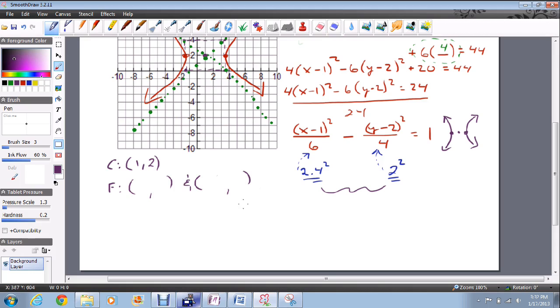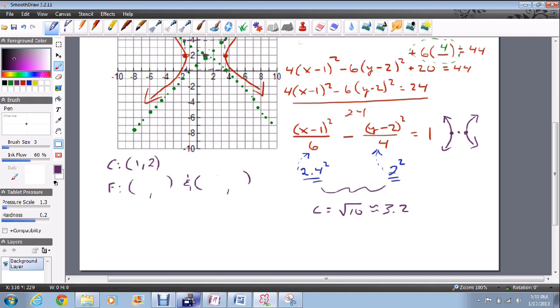I'm going to use a squared plus b squared, or the 2.4 squared plus the 2 squared. Well, that's really just 6 plus 4, or square root of 10. Because again, remember, we have to use the Pythagorean theorem. 2.4 squared plus 2 squared equals c squared. When we take the square root to figure out what c is, we get the square root of 10, which is approximately equal to 3.2.